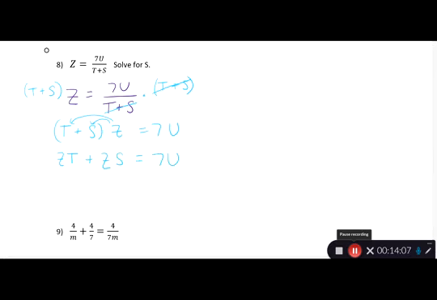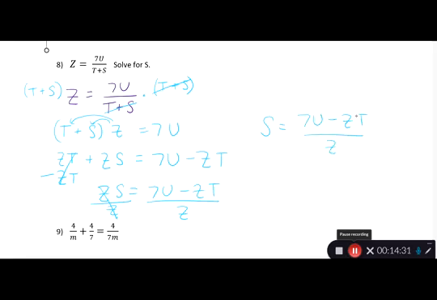Now I want to get the s by itself. So I'm first going to minus zt, okay? And I have zs equals 7u minus zt, all divided by z. So s equals 7u minus zt over z. You follow the same operations as if there were numbers. You just can't actually combine anything. You just follow the steps.